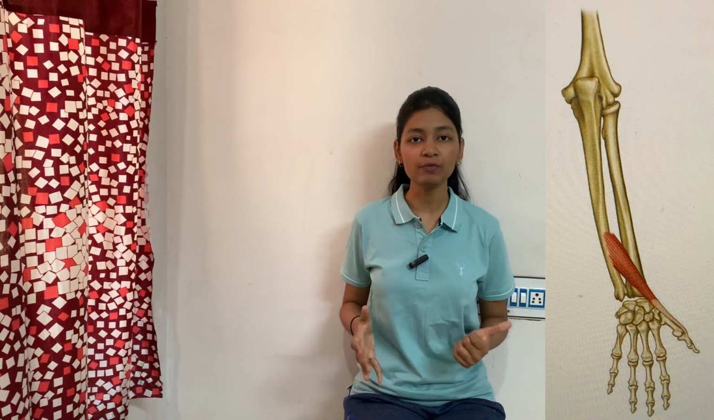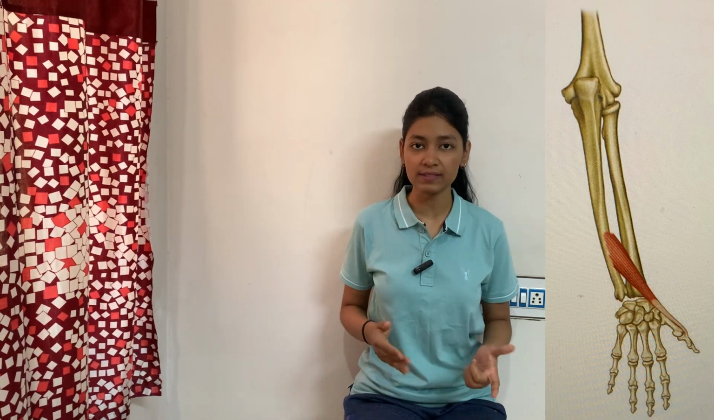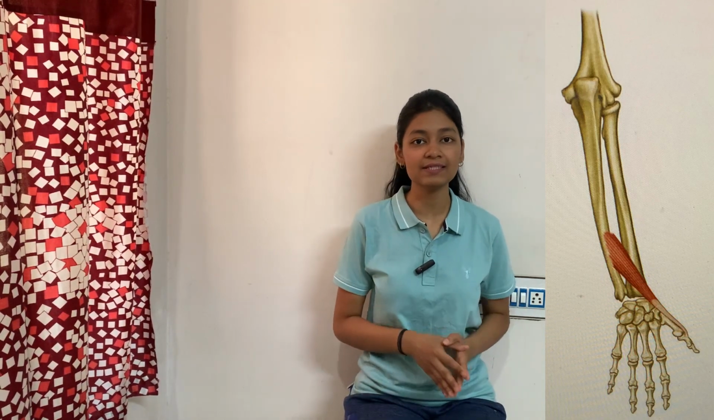The previous one was extensor pollicis longus, but this muscle is extensor pollicis brevis. The function of this muscle is to abduct as well as to extend the thumb joint. This muscle, extensor pollicis brevis, has a weak ability to abduct the thumb as well.